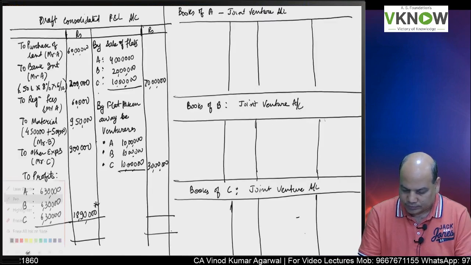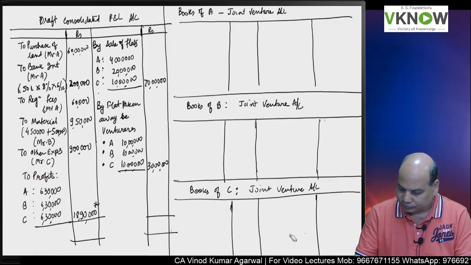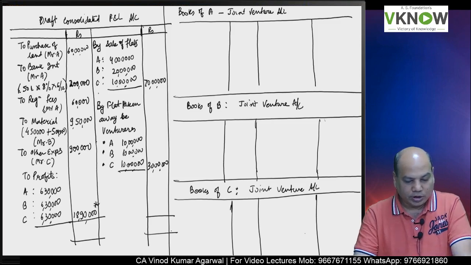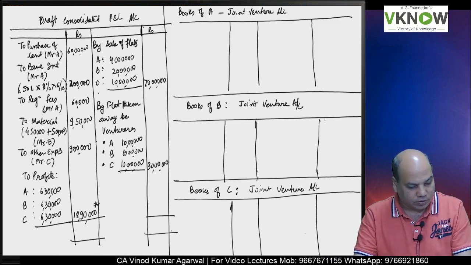So let us start. We'll again read the problem and first post it now in the books of Mr. A, joint venture account.